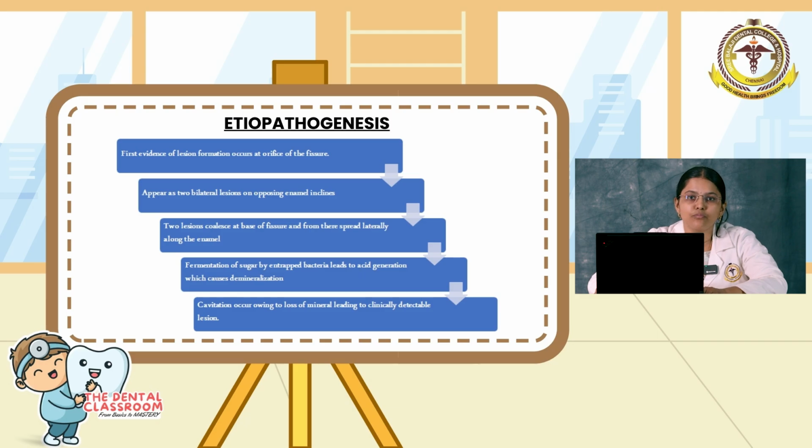So next is the etiopathogenesis. First, evidence of lesion formation occurs at the orifice of the fissure. Next, it appears as 2 bilateral lesions on the opposing enamel cusps. These 2 lesions coalesce at the bottom of the fissure, and from there they spread laterally into the enamel. Here the fermentation of sugar takes place by the entrapped bacteria, which leads to acid generation, which causes demineralization in the tooth. Next, cavitation occurs. It occurs owing to the loss of mineral, leading to a clinically detectable lesion.